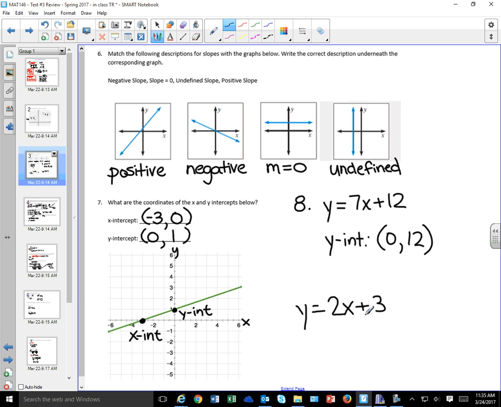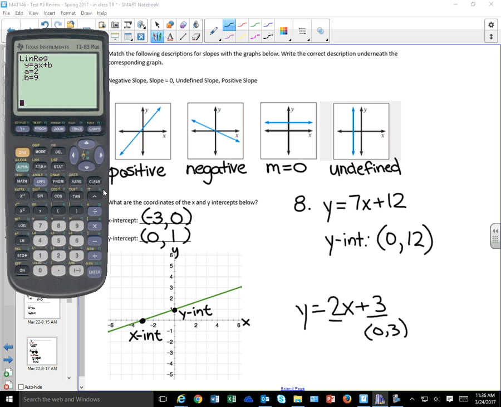Okay, so since it's in slope-intercept form, we already know, this is our slope and this is our y-intercept. Okay, so 0, 3 will be our y-intercept. So we actually don't have to graph it to find that. We can just see it from there. But we can find it on the graph if we needed to.